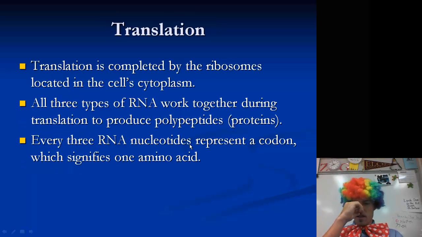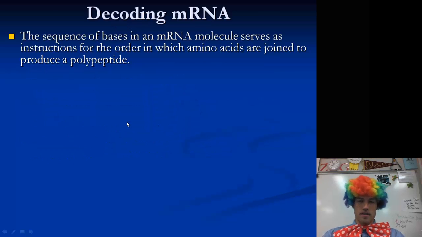All right, the other process that we've got is translation. And translation is completed by the ribosomes located in the cell cytoplasm. So the mRNA is going to leave the nucleus, and all three parts of the mRNA are going to work together to produce the polypeptide or the protein. And every 3 RNA nucleotides represent a codon, which signifies 1 amino acid.